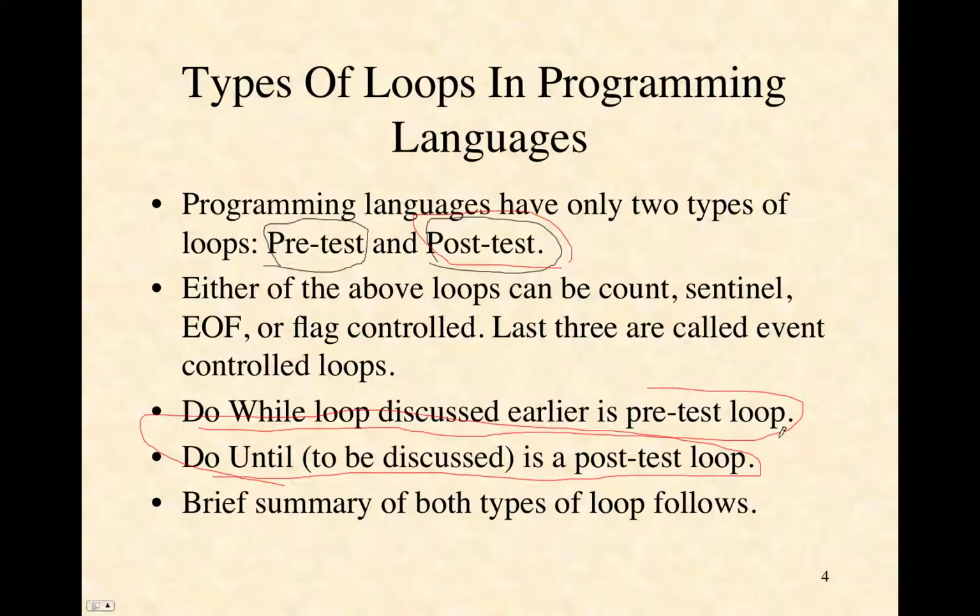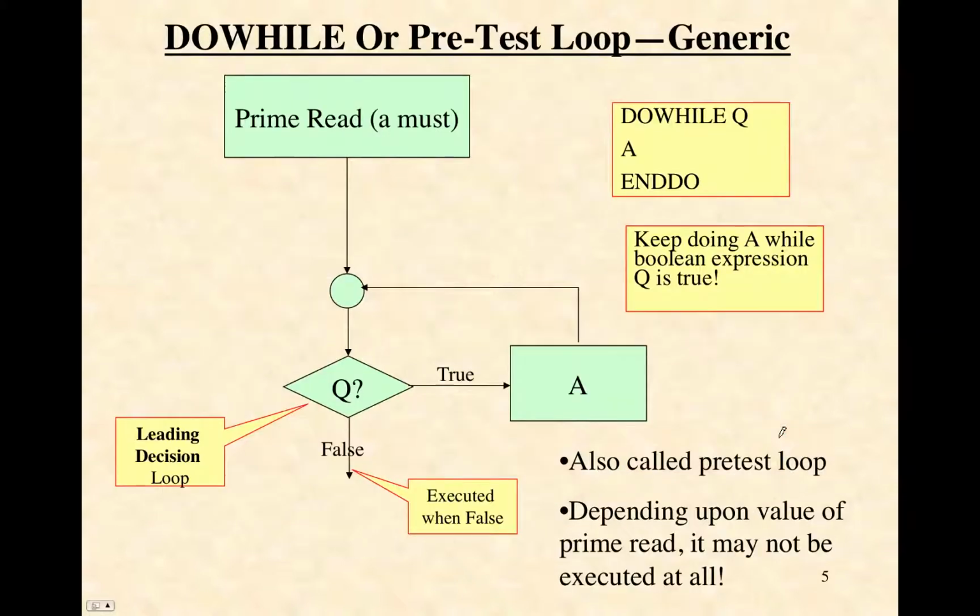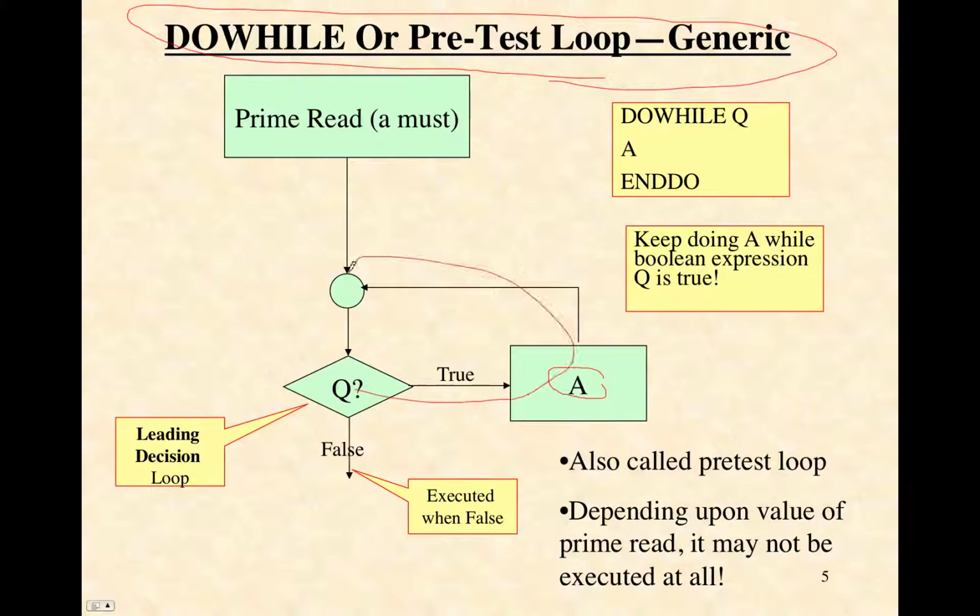Here's a brief summary of both types of loop. In a pretest loop, whether it uses a do while, a while, or a for, which we'll talk about later, you have to have a prime read. In the prime read we set the value of this expression q. If q is true, then we do a task A, and the task A may involve changing the condition q. So thus we test q again. If it is true, we do this again. As long as q is true, we stay in this loop.